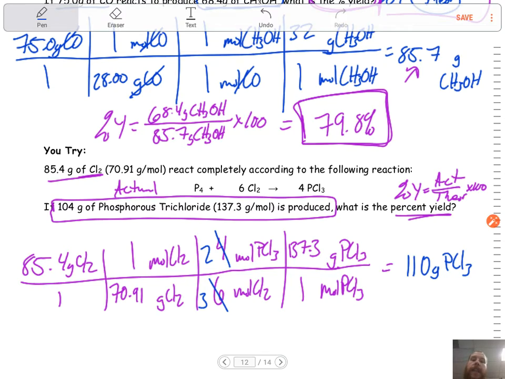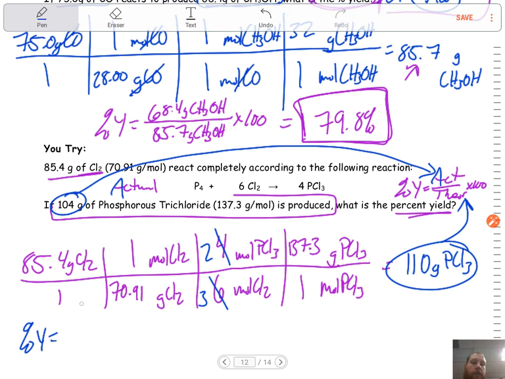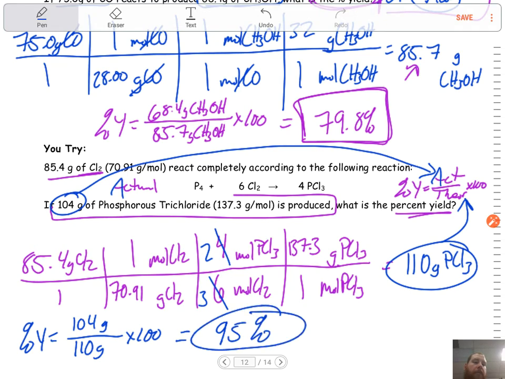Now ask yourself, did I answer the question? Not completely. This is the part that I needed. This right here is going to let me plug into theoretical. This 104 is my actual, okay? And now I've just got to do that last step. So percent yield equals my actual, which is 104 grams divided by 110 grams times 100. When I do that, I get a very good percent yield of about 95%.